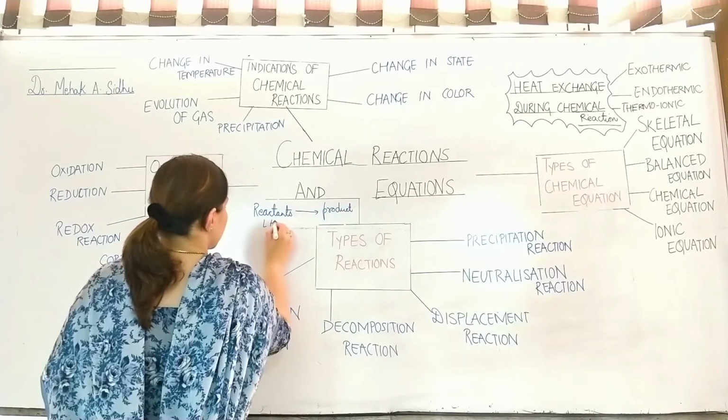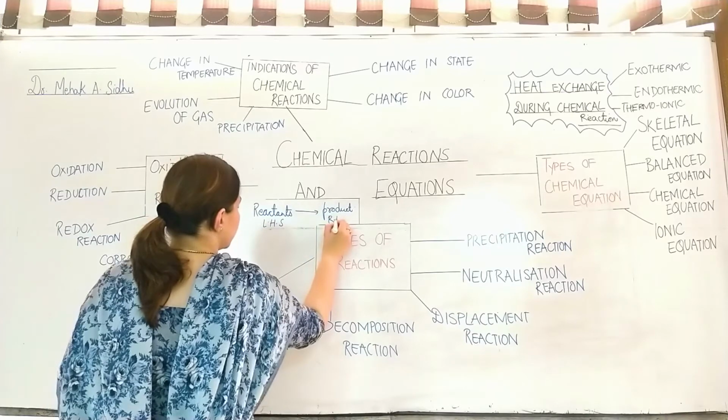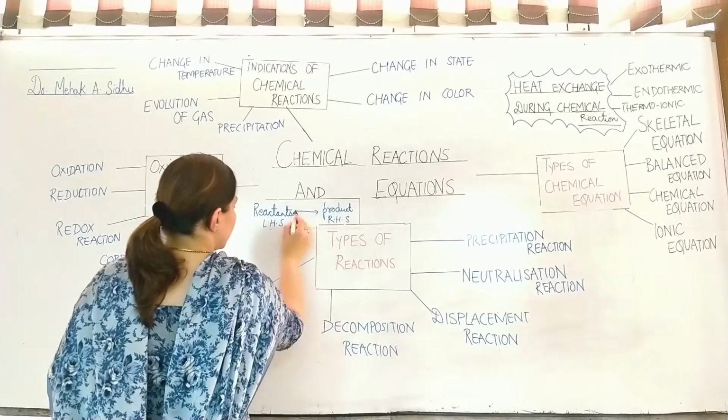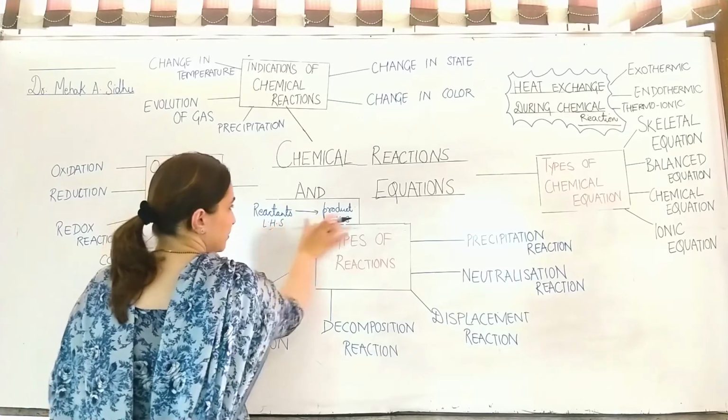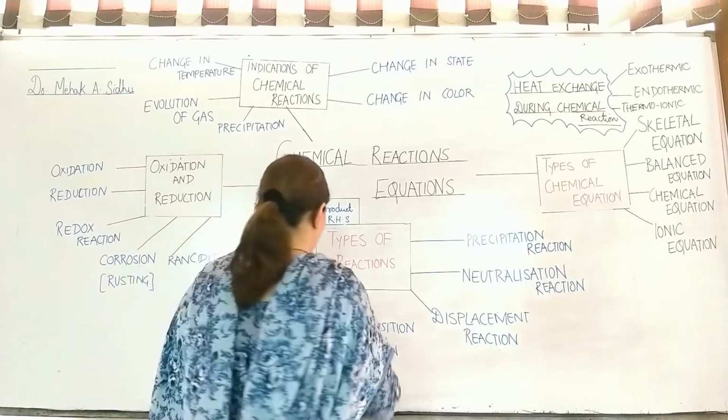This is LHS, that is left hand side. This is RHS, that is right hand side. The elements written on the left hand side of this arrow are known as reactants. The elements on the right hand side are known as product.